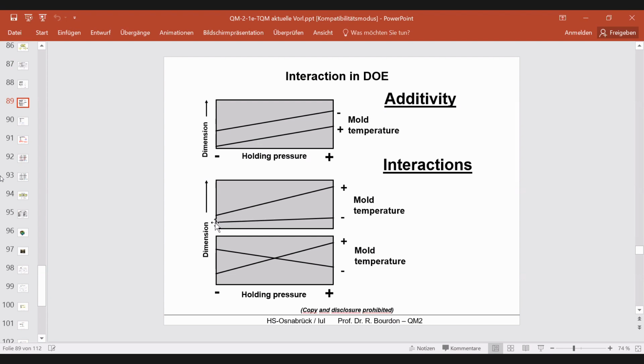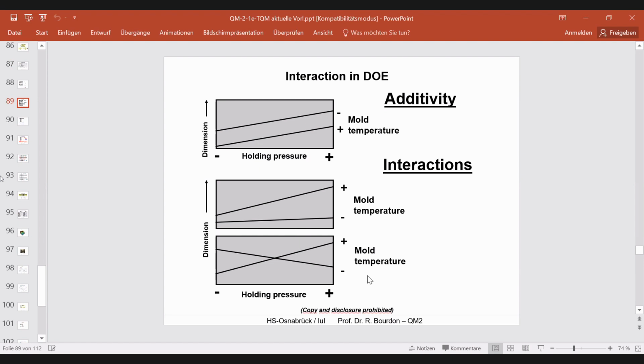Interaction is when the effect is different. The effect of the holding pressure is dependent on the setting of the mold temperature. In one case, where the mold temperature is on minus, the holding pressure has no significant influence, no effect on the dimension. But if the mold temperature is on plus, the holding pressure has a much higher effect, a much higher influence. And this is an interaction. And you can quantify the interactions if you use DOE methods.